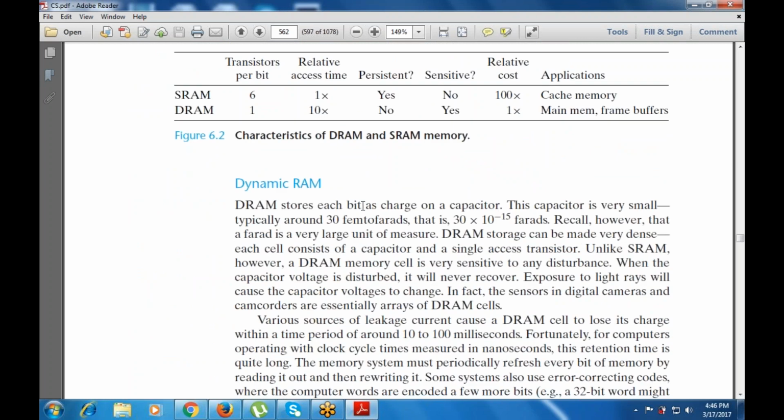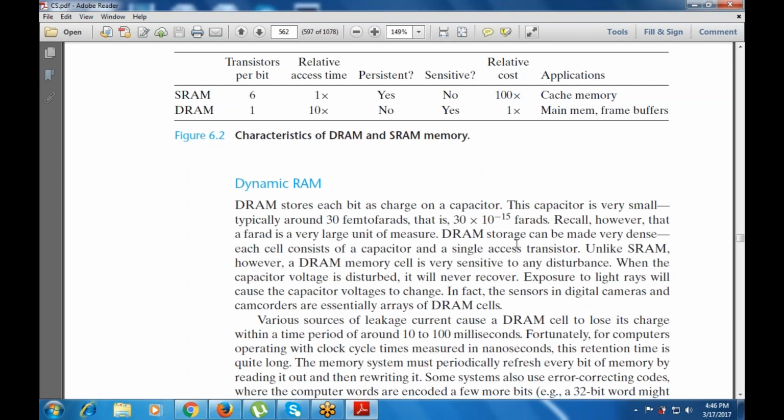Then dynamic RAM stores each bit as a charge on a very small capacitor, typically around 30 femtofarads, that is 30 times 10 to the power minus 15 farads, compared with SRAM and DRAM. When the capacitor voltage is disturbed, it will never recover, and exposure to light rays will cause the capacitor voltage to change.